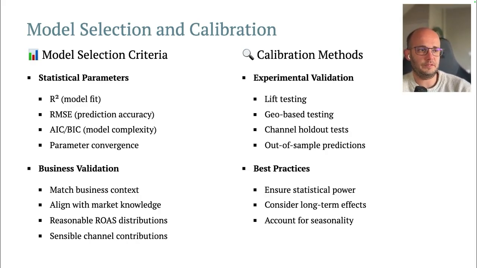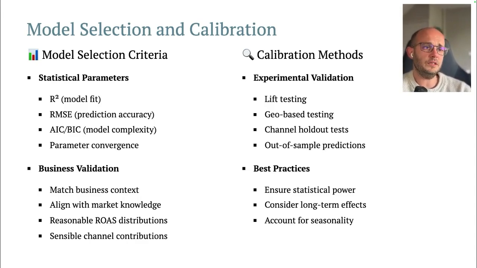Then comes business validation. This is a bit of a business sense check. Does the model output make sense? Does it align with what you know of your market? Do you have reasonable ROAS distributions? Do you have sensible channel contributions? This is where subject matter experts are important. And this is where Bayesian models shine a little bit more, because you can feed these validations back to the model by adjusting the priors.